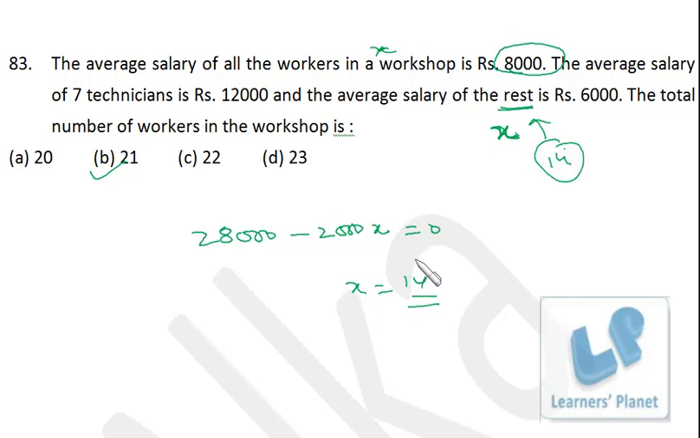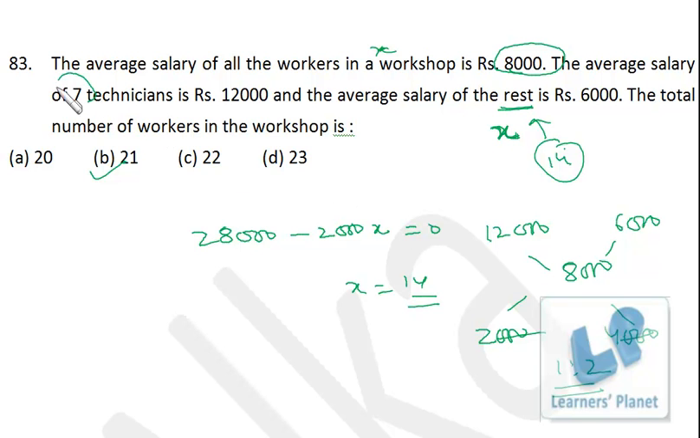Or you wish to go for allegation method, that also you can do. Here it is 12,000, here it is 6,000 and overall average is 8,000, right? So 8 minus 6, here 2,000 and here it is 4,000. Ratio is 1:2, right? Now this 12,000 is actually for 7 technicians. That means 1 is actually 7. If 1 is 7, 2 must be 14, right? So overall 7 plus 14, 21. This way also you can go. Okay?